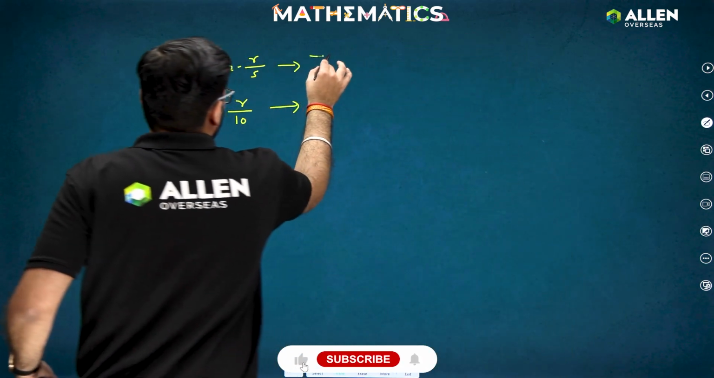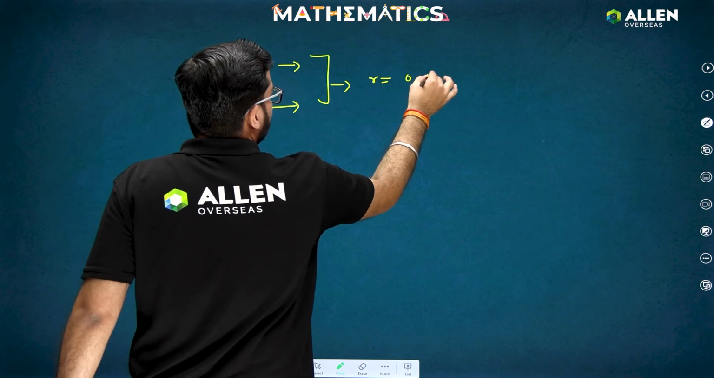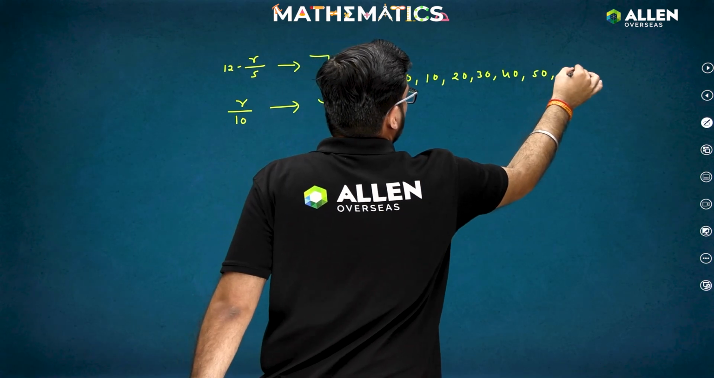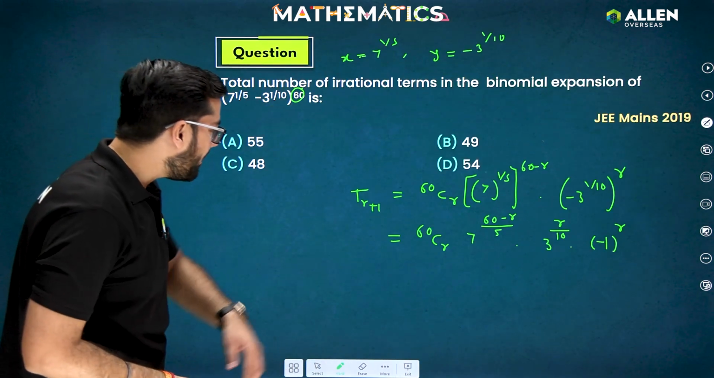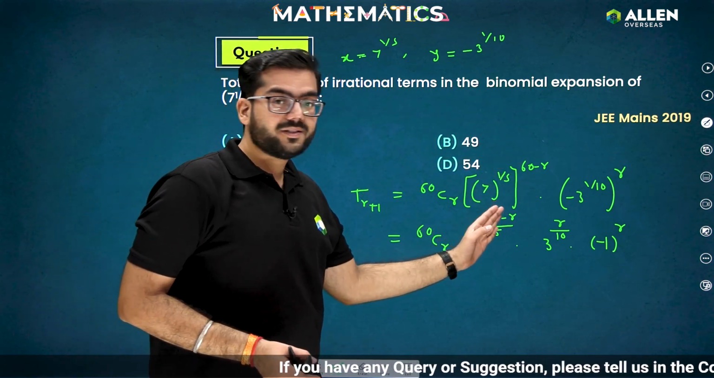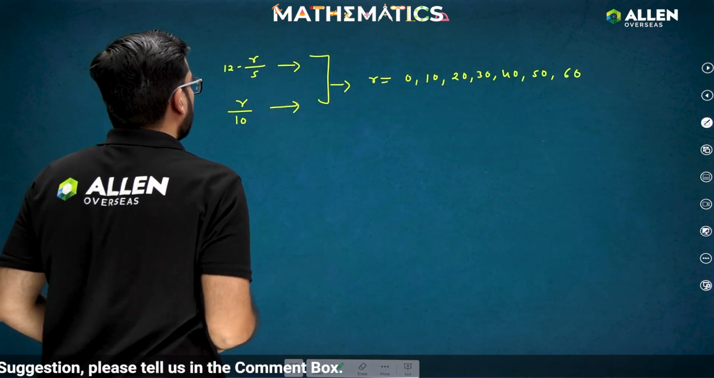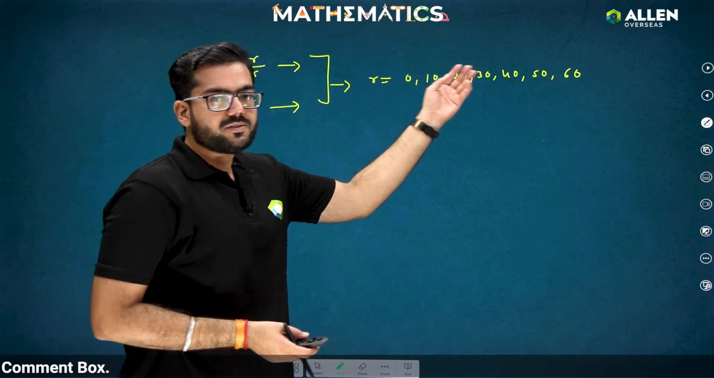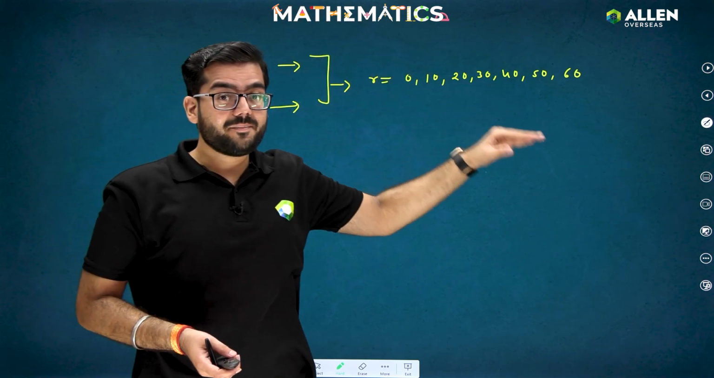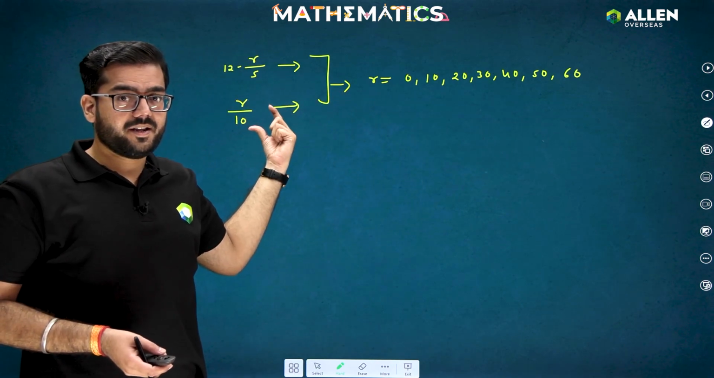If we write their intersection, r may be 0, 10, 20, 30, 40, 50, 60. Why am I stopping at 60? Because I have here (60 minus r) upon 5, and I cannot go beyond 60. And why am I considering 0, 10, 20? Because I am taking the intersection of these two conditions. We need to save our time in the exam, so we can follow this approach, because this is for self-understanding.